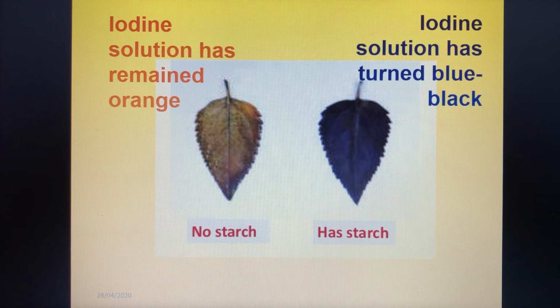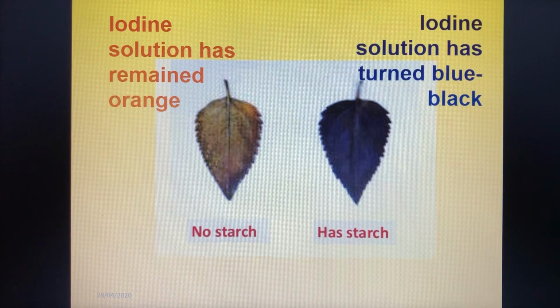The plant leaf on the right, the iodine solution has turned blue-black. This means there's plenty of starch in that leaf, and this is the leaf that was in the light. Okay, it's been photosynthesizing lots. It's stored loads of that glucose as starch, and we can see it there by the changing colour blue-black.